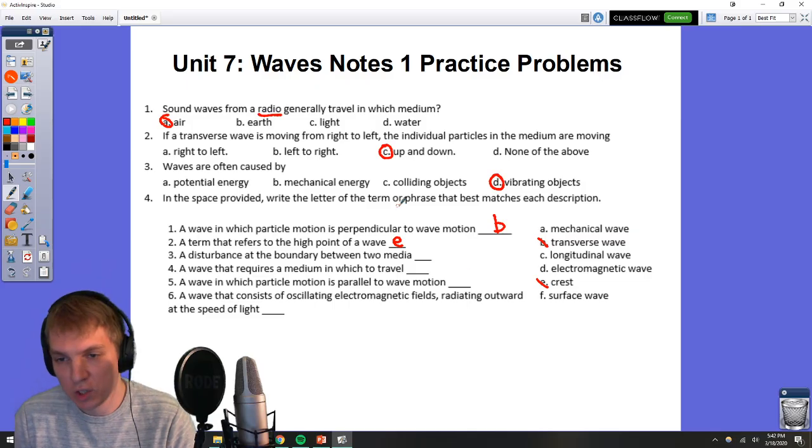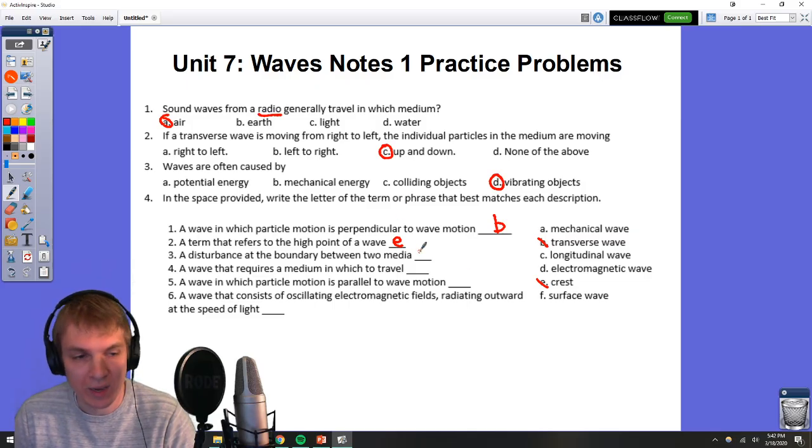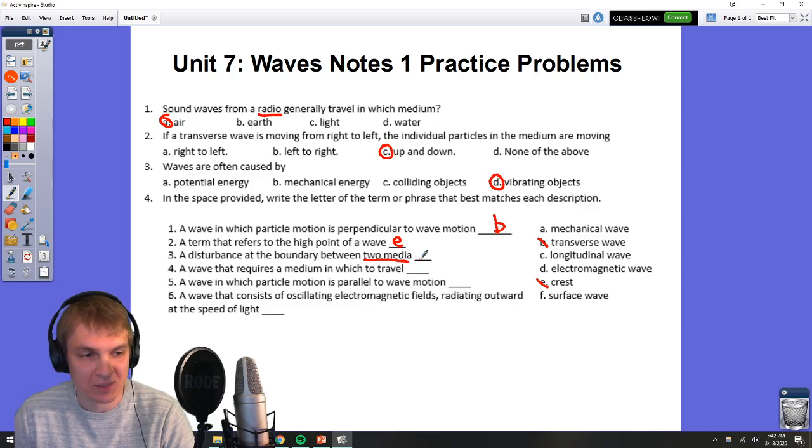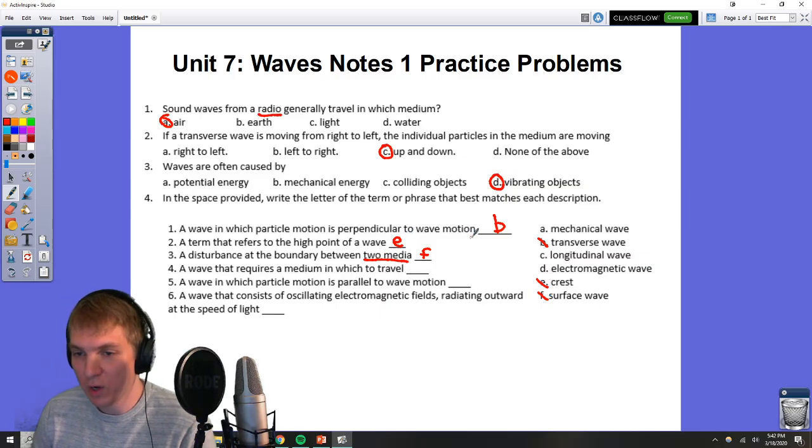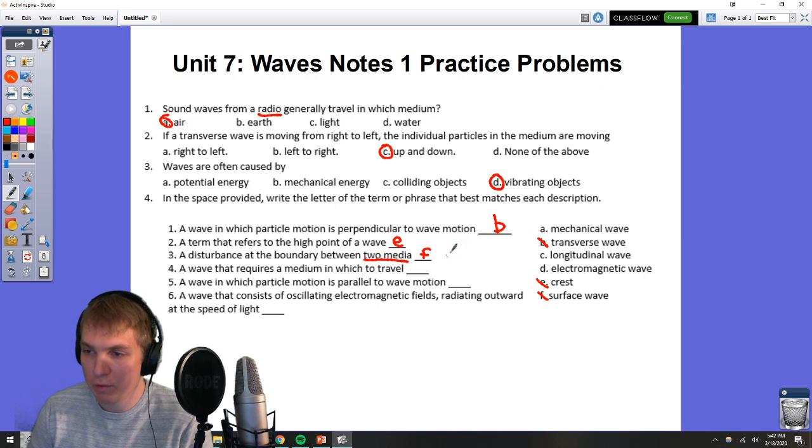Number 3, a disturbance at the boundary between two media. Whenever you see two different media, you should associate that with a very specific type of wave, and that is going to be F, a surface wave. So I'm going to put F there. Number 4, a wave that requires a medium in which to travel through. You should know this as a type of wave. It's either going to be electromagnetic or mechanical. If it requires a medium, it is therefore a mechanical wave. So we're going to put A there.